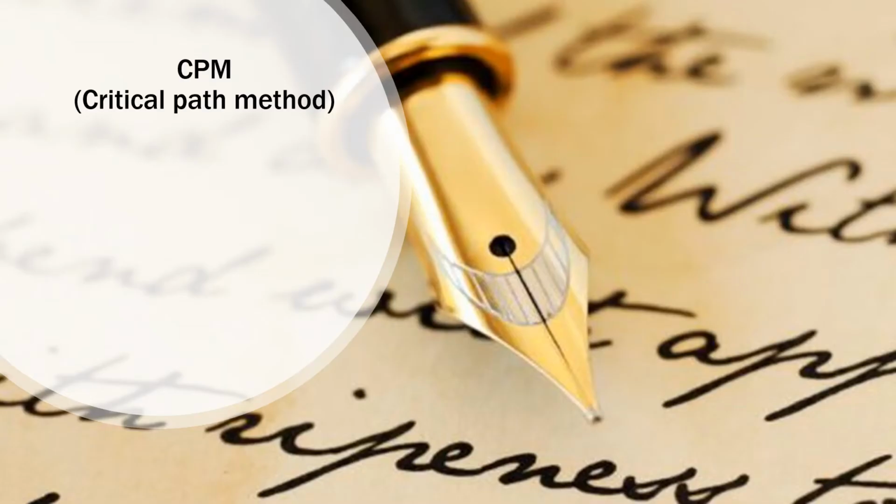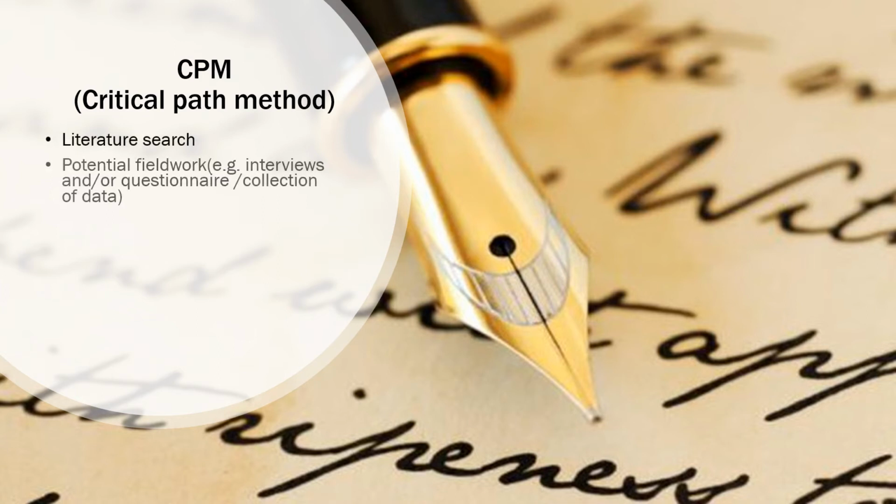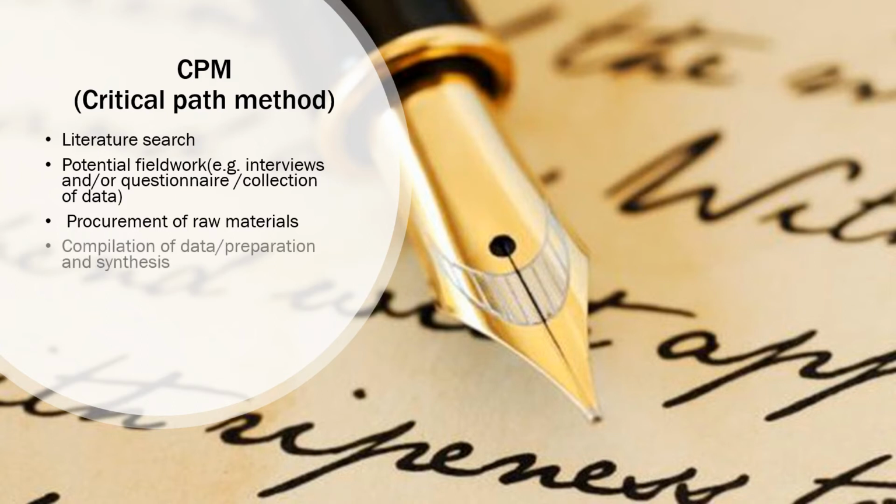literature search. You have to mention how much time you need for the exhaustive literature survey and the potential field work. It includes interviews and questionnaire administration, procurement of raw material, etc. So you have to mention how much time you need to perform compilation of data, preparation and synthesis, data analysis, result writing, and discussion. So in total, you have to mention the time limit for each task you are going to perform for the entire duration of your research.